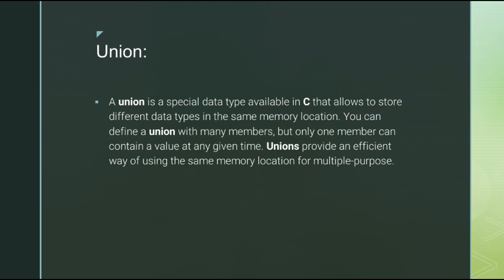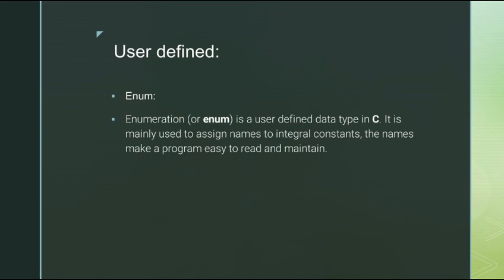Union. A union is a special data type available in C that allows to store different data types in the same memory location. You can define a union with many members, but only one member can contain a value at a given time. Unions provide an efficient way of using the memory location for multiple purposes.